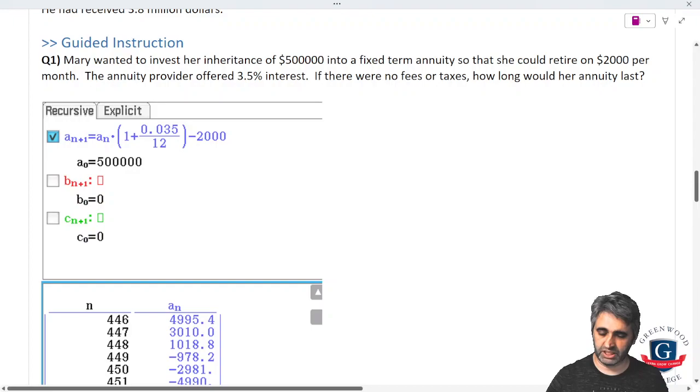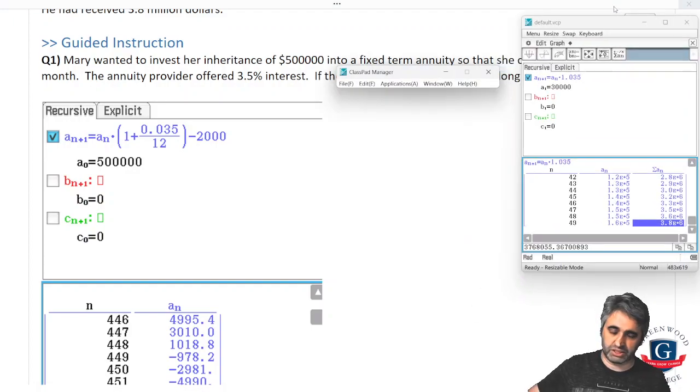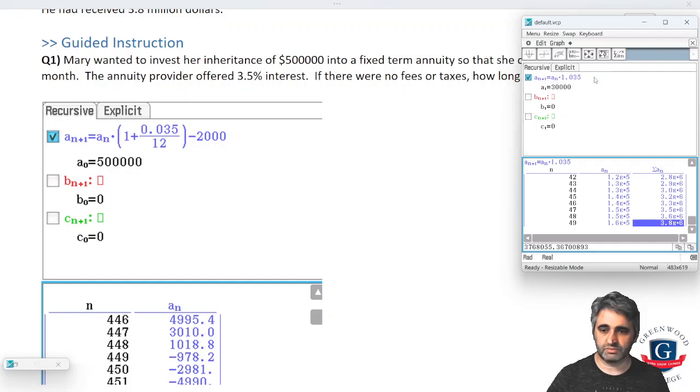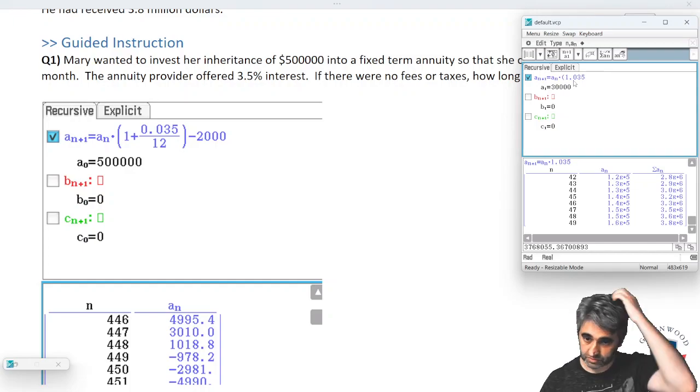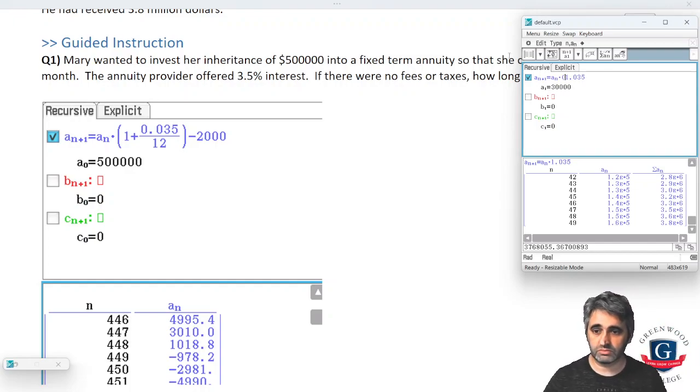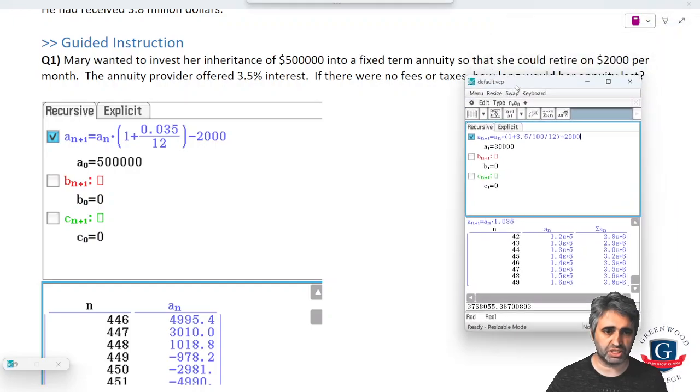So again, setting it up in recursion mode. Let me bring up my calculator again. She's going to have monthly payments, so we better set this up for monthly. 1 plus 3.5 divided by 100 divided by 12. That'll give me the interest rate per period. And then I will take out $2,000 each period. So that's $2,000 a month. That's what the question asked, was it not? Yep.